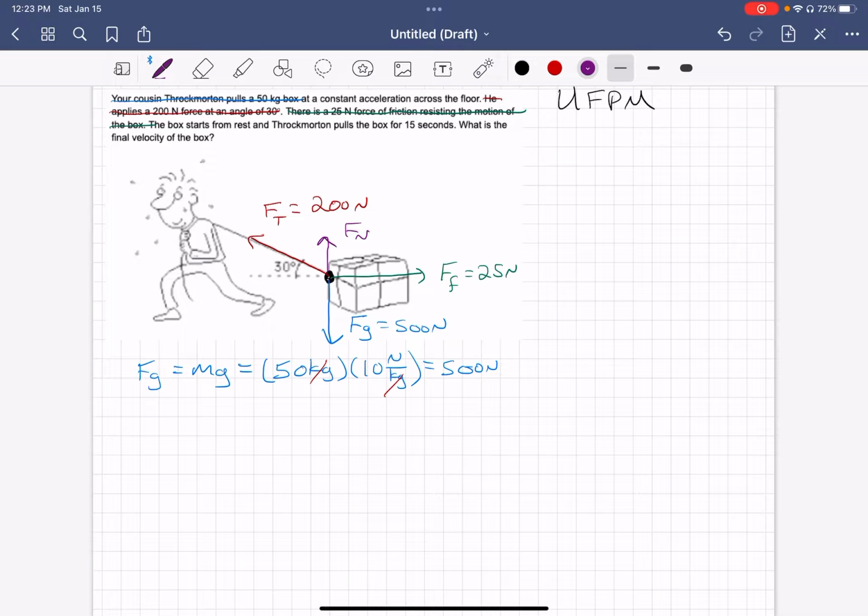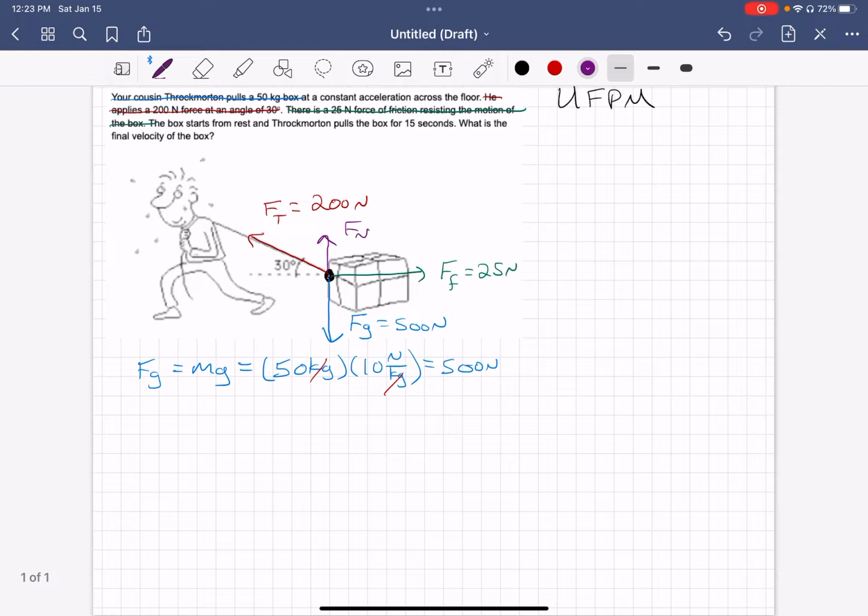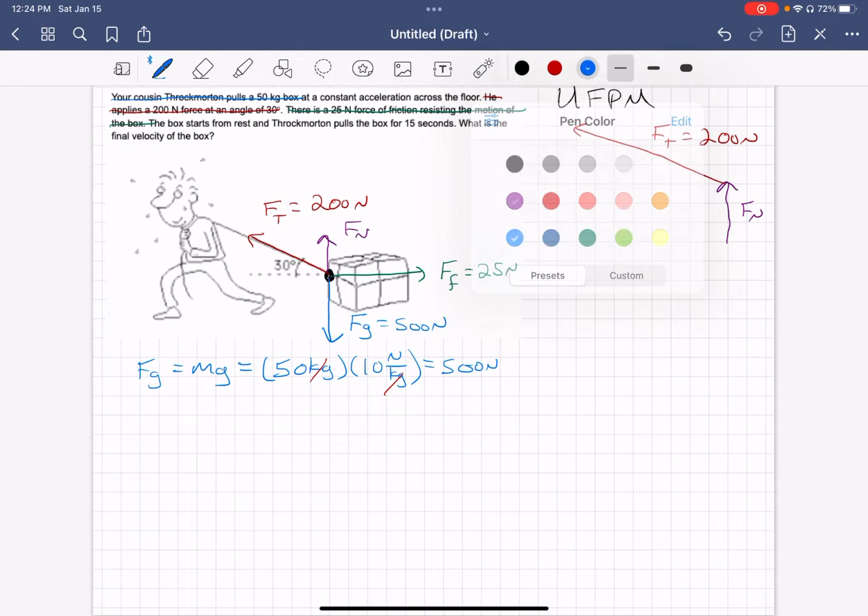Next thing I'm going to do is my vector addition diagram. When I do my vector addition diagram, I'm rearranging these forces, but I need to keep them pointed in their original direction. I'm also making sure I add labels as I go so I can keep track of what each of these forces represent, so I'm not having just blank arrows on my diagram.